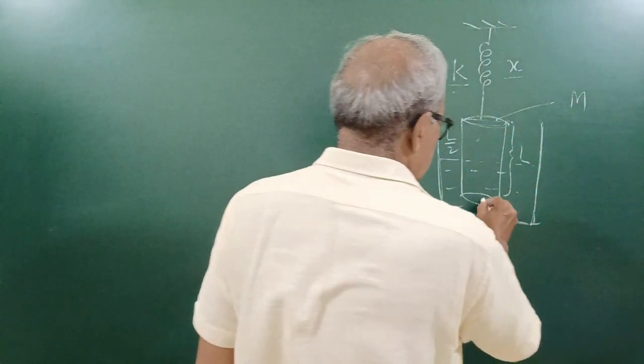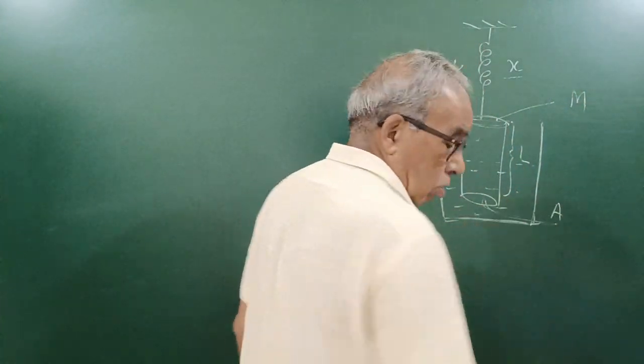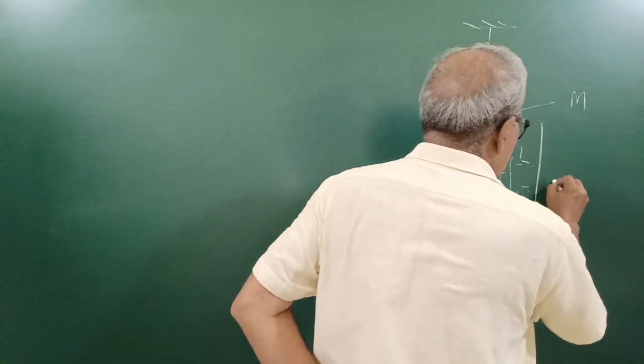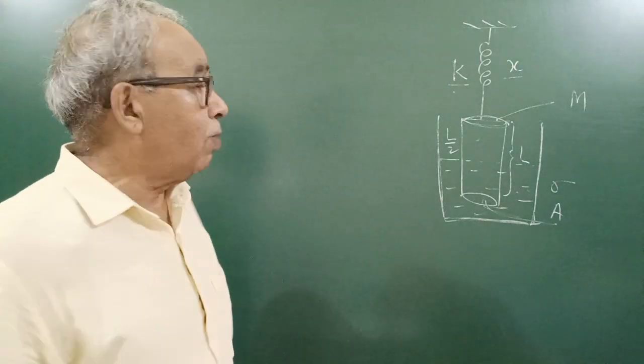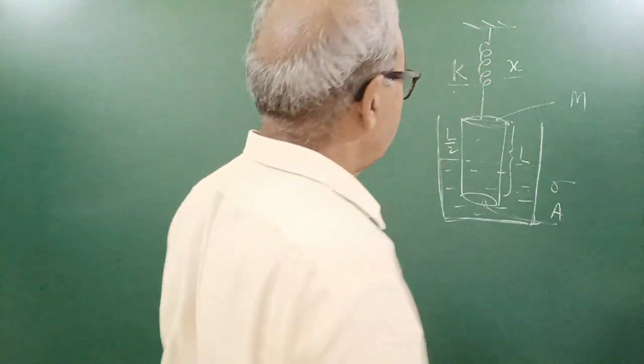I am reading the question. A uniform cylinder of length L, mass M, having cross-sectional area A, is suspended with its length L vertical from a fixed point by a massless spring, such that it is half submerged in a liquid of density rho. Density of liquid is rho. So you are asked what is the elongation. There are some options. So we have to find out how much is the extension.